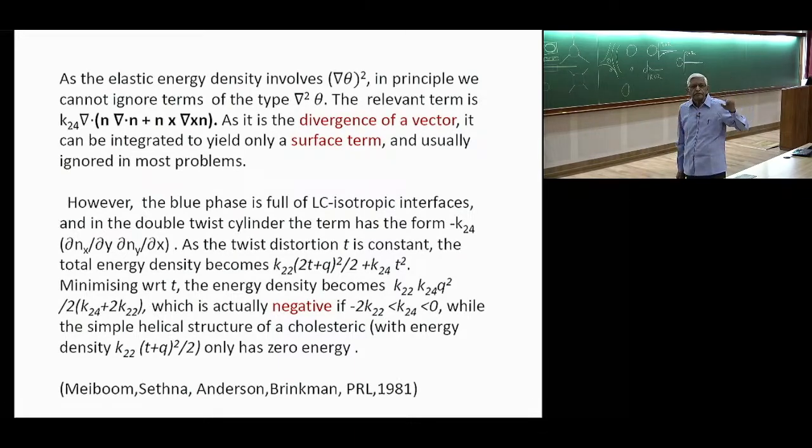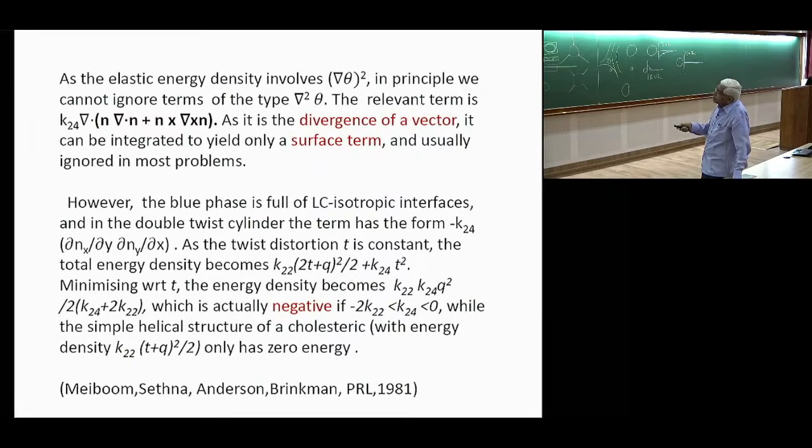For example, in the Freedericksz transition, you don't care because you have a firmly anchored director at the two surfaces. The blue phase, of course, is full of interfaces. I showed you that there are disclinations whose cores are in the isotropic phase. And the relevant term, therefore, has this form, minus K24, which is the coefficient of this. This is also sometimes called the saddle splay term, which I might come back to later on in some other context. But that's another term that you will find in the literature. It's the same thing, actually.